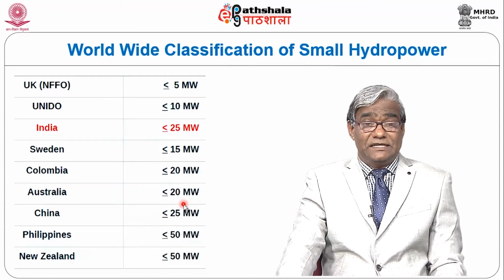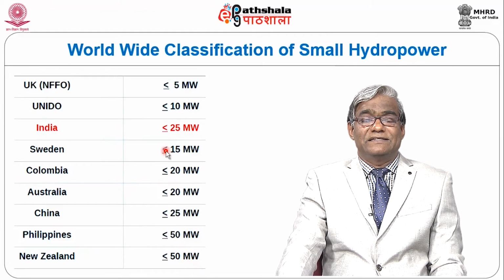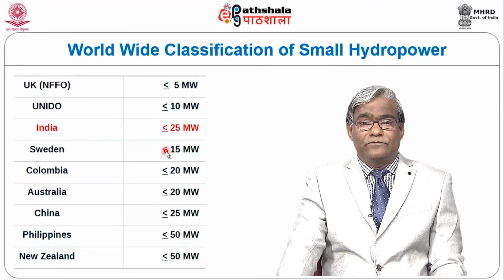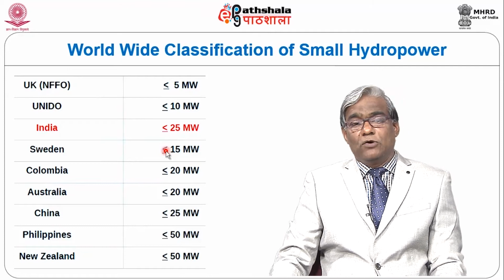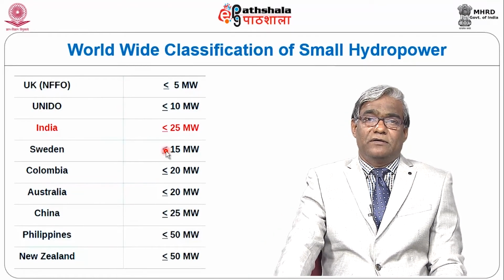Australia, less than 20 megawatt. China, less than 25 megawatt, and Philippines, less than 50 megawatt. New Zealand, less than 50 megawatt. But overall, if it is less than 50 megawatt capacity, then it comes under small hydro. And if it is above 50 megawatt capacity, then it becomes medium or major hydropower plants.